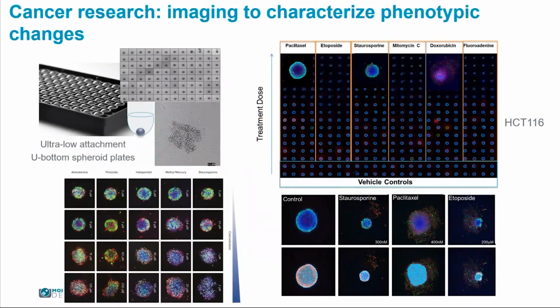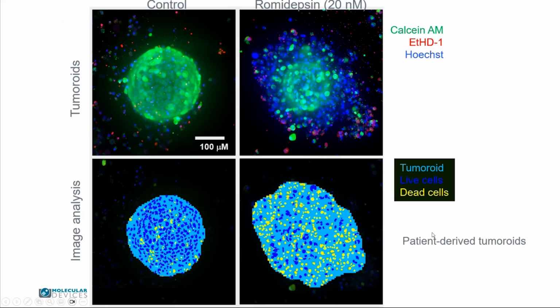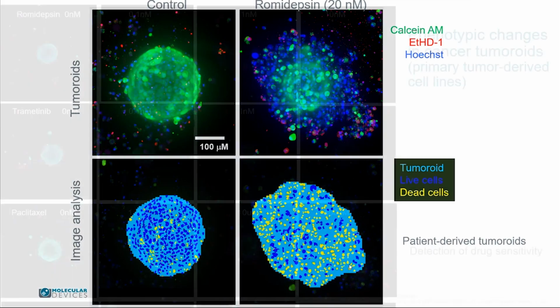So in this example, you can see cancer spheroids, and you can define not only the fact of a compound effect, but also whether it's a cytostatic or cytotoxic effect. In this example, we used patient-derived cancer organoids for triple negative tumors, and those were treated with the cancer drug romidepsin, and you can quantitate the effect by using live-dead staining.